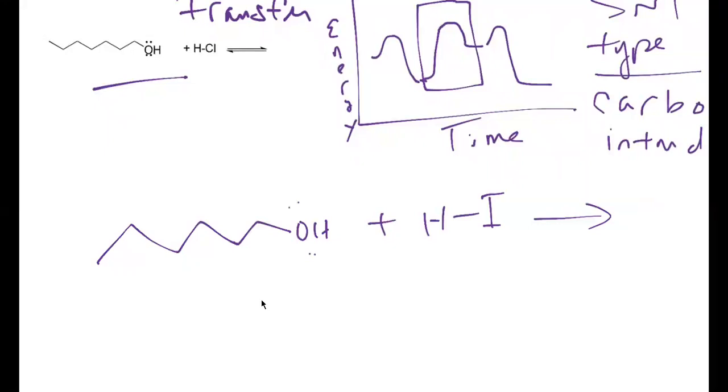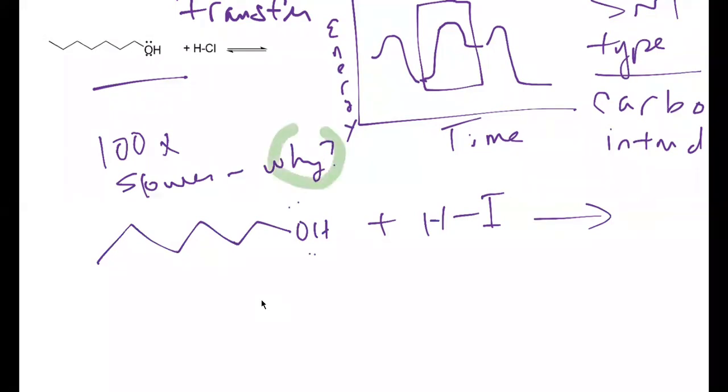Now this reaction, let's say, is 100 times slower. Wait, Dr. Russell, are you just showing the second one you just drew? You're just comparing it to the one up there? Yes. Okay. So that's what I'm saying. It's 100 times slower. And we're going to answer the question, why? If it proceeds through the same mechanism, it's going to be 100 times slower. So let's look at what happens.